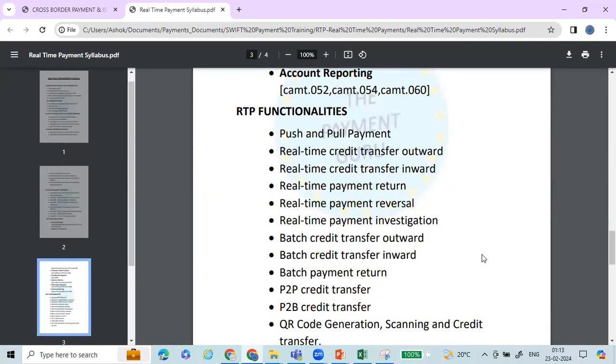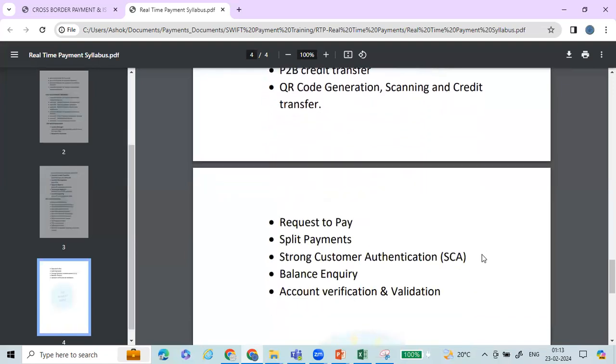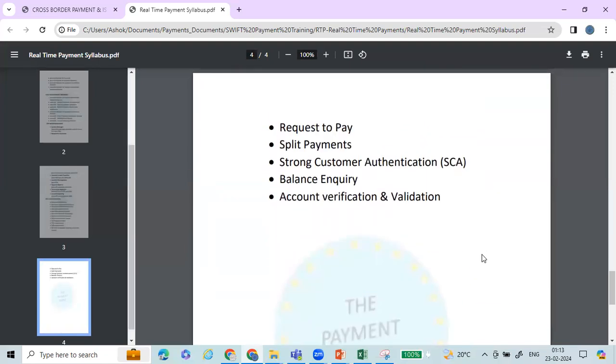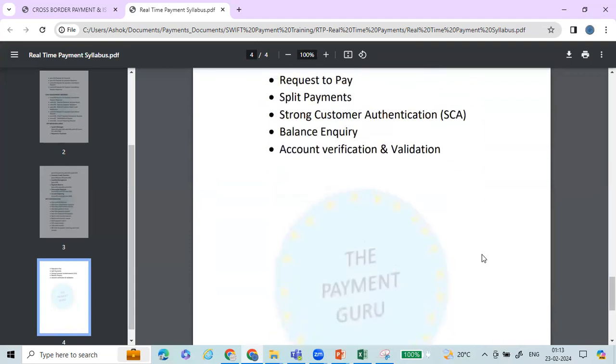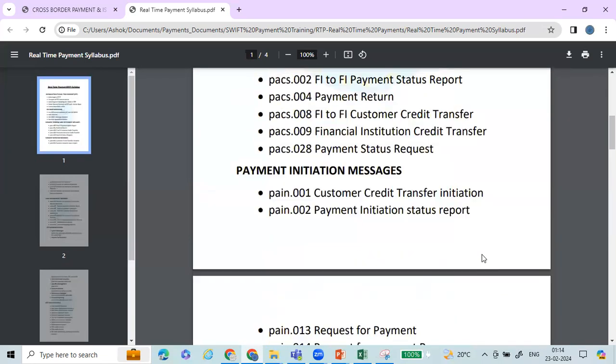Then we'll learn about the different end-to-end use cases of the real-time payment functionality, that is push and pull payment, real-time credit transfer outward, real-time credit transfer inward, real-time payment return, real-time payment reversal, real-time payment investigation, batch credit transfer outward, batch credit transfer inward, batch payment return, P2P credit transfer, QR code generation, scanning, and credit transfer, request to pay, split payments, strong customer authentication, balance inquiry, account verification, and validations. So this is the course syllabus which will be covered as part of the real-time payment training.